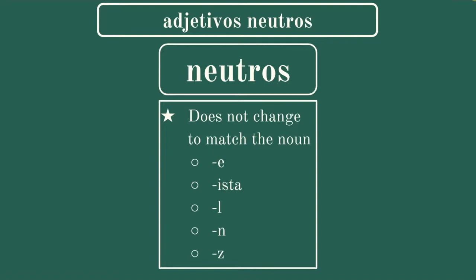Neutral adjectives, or adjetivos neutros, okay, they do not change to match the noun. So they are the same whether you're talking about something that's masculine or something that's feminine. And they have various endings. So where masculine tends to end in O and feminine tends to end in A, neutral adjectives have various endings. They can end in E, they can end in ista, they can end in le, they can end in n, and they can end in the letter Z. Okay, so let's take a look at some of those.